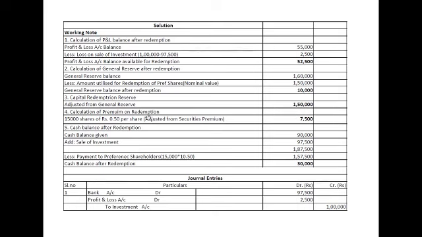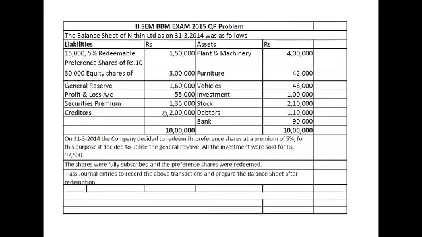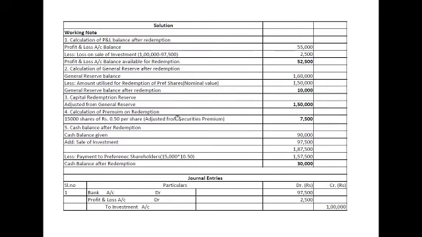Next, calculation of premium on redemption. This is required because premium is paid at the time of redemption. They mentioned in the problem that they decided to redeem the preference shares at a premium of 5%. 5% on 10 rupees comes to 0.50 per share. So 15,000 into 0.50 comes to 7,500.